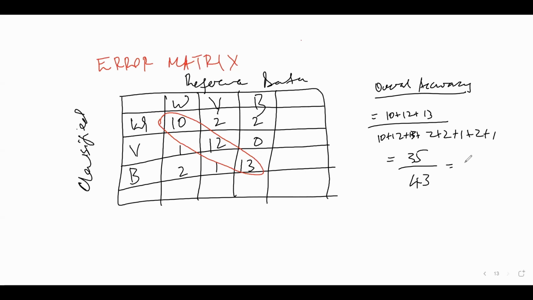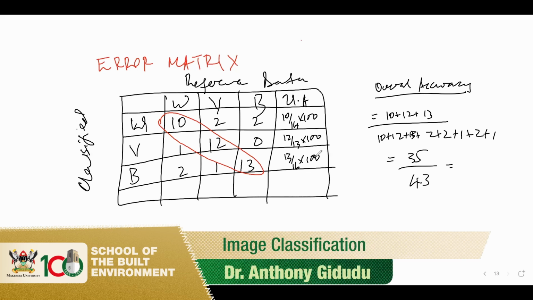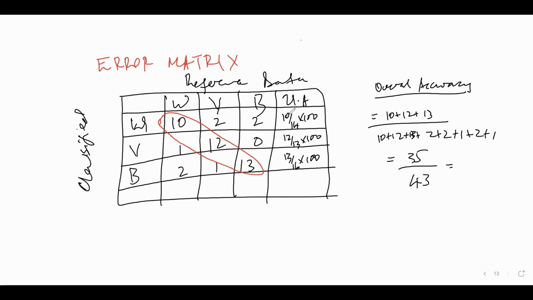But that's not the only measure we can get. We can also have what we call user accuracy. For this one, it will be 10 over 14 times 100. This will be 12 over 13 times 100. This will be 13 over 16 times 100. And what does user accuracy mean? Let me get my calculator. So here, this is 81%.